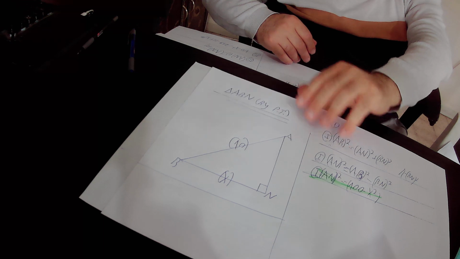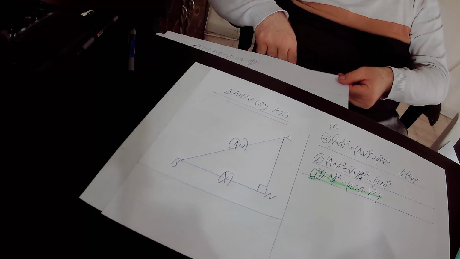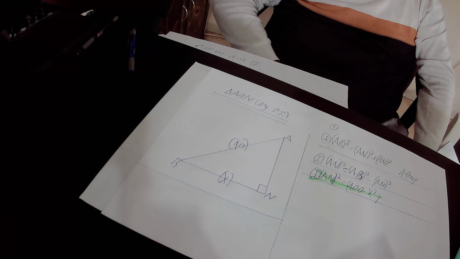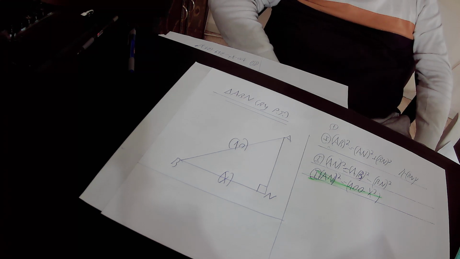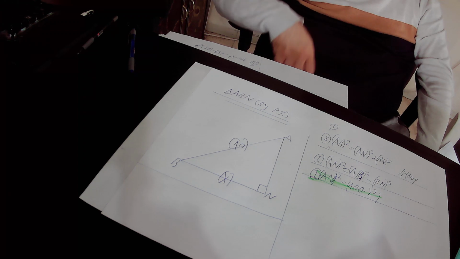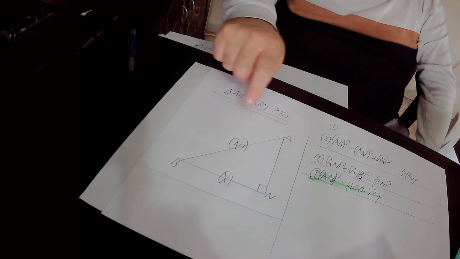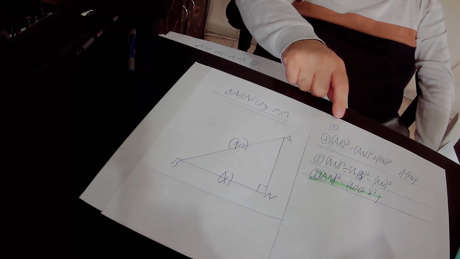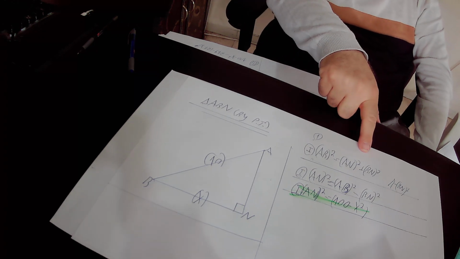So this is the right triangle ABN that I copied from the original drawing. According to the Pythagoras theorem, in any right triangle, the square of the hypotenuse equals the sum of the squares of the perpendiculars. The hypotenuse in this right triangle ABN is AB, therefore the square of the hypotenuse is AB square, and it must be equal to AN square plus BN square.